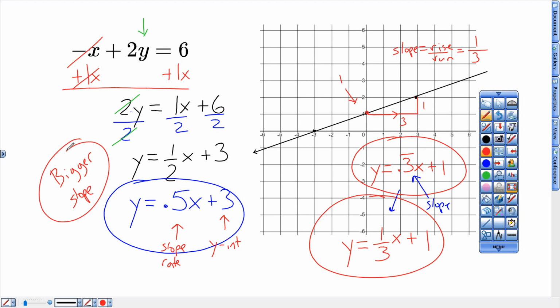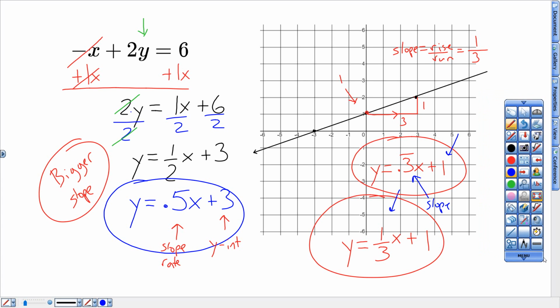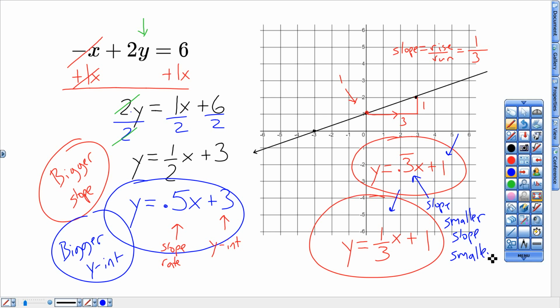But if I look at my y-intercept, looks like that one has a bigger y-intercept too, a double. So this one has a bigger slope and a bigger y-intercept, which of course over here on the right, this one has a smaller slope. This one's smaller than the first one. This one has a smaller y-intercept, the y-intercept of 1. The other one has a y-intercept of 3.